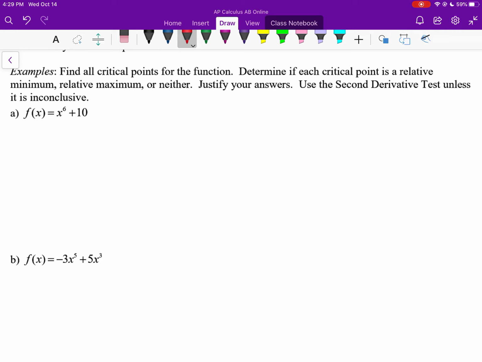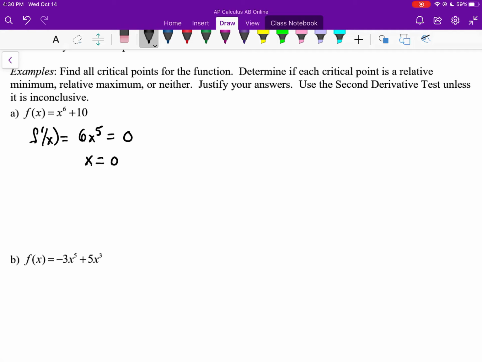And so in order to use the second derivative test, we've got to find the first derivative. And so let's go and do that. The first derivative of our function is going to be 6x to the 5th power. I need to find out when this first derivative is equal to 0. And if I do that, I get x is equal to 0.